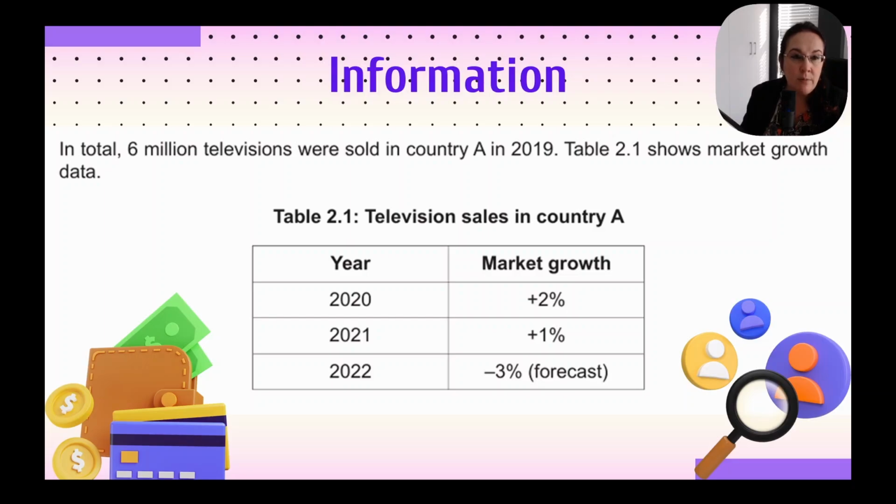Let's look at the information provided. In total, 6 million televisions were sold in country A in 2019. Table 2.1 shows the market growth data. So let's have a look. In 2020, they say the market growth percentage is going to increase by 2%. In 2021 it's going to increase by 1%. And in 2022, it is forecast to decrease by 3%.